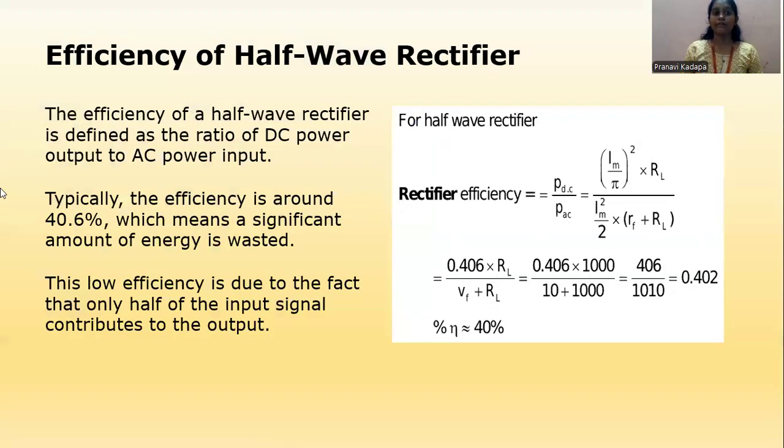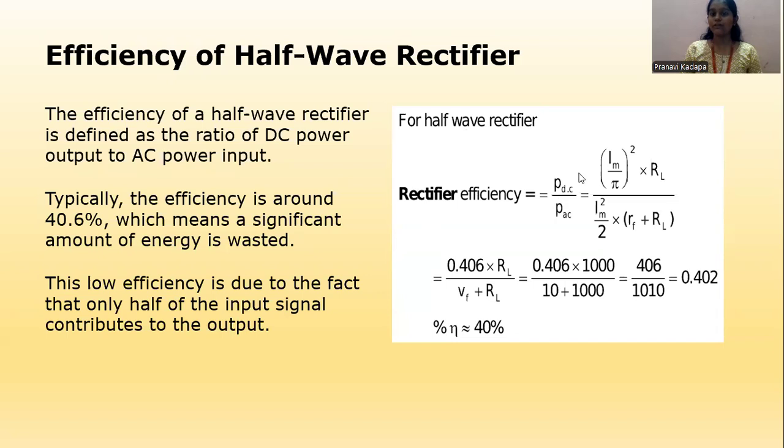Efficiency of a half-wave rectifier. The efficiency is defined as the ratio of the DC power output to the AC power input. Typically, the efficiency of the half-wave rectifier is around 40%, that is 40.6%, which means a significant amount of energy is wasted. This low efficiency is due to the fact that only half of the input signal contributes to the output.